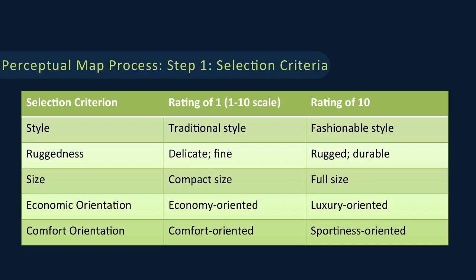Similarly, degree of ruggedness sought could vary from delicate and fine to rugged and durable. We can add other criteria such as size, economic orientation, and comfort orientation as needed. How do we find out all those criteria? Well, that's the subject of the next slide.